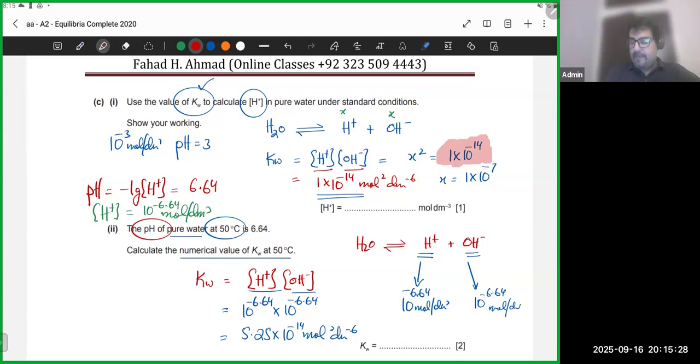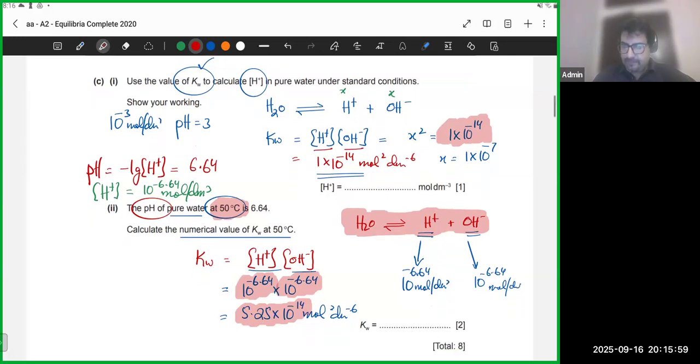But if you increase the temperature to 50, the water will ionize more. There'll be more collisions. There'll be more H plus and OH minus ions being produced if you take it to a higher temperature. So you'll have more ions, and therefore your Kw value will also be slightly higher. It's 1 times 10 to the power minus 14 here, and this is 5.25 times 10 to the power minus 14. So it's bigger in size.